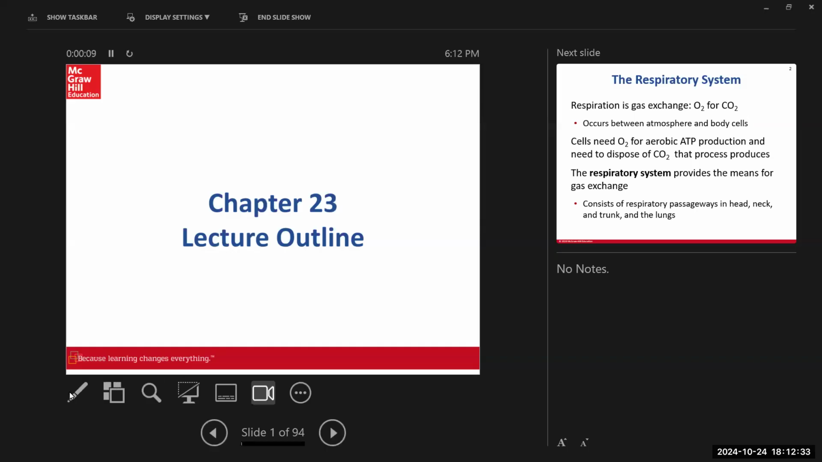Getting into this discussion topic here on the respiratory system, you're going to learn that it's a lot more than just the lungs breathing in and out.